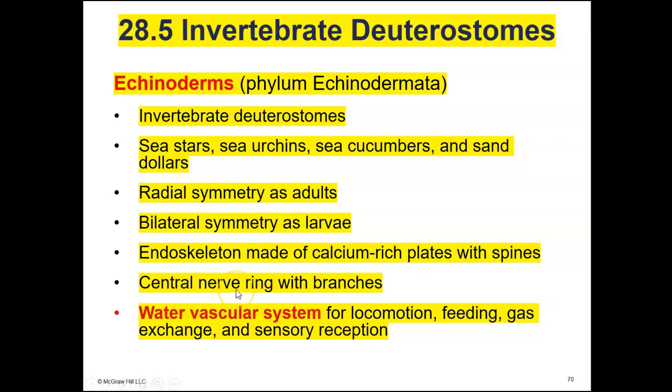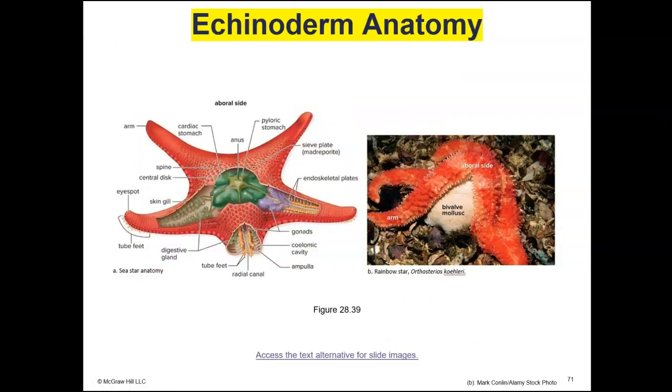And then they have a central nerve ring with branches. What's really distinctive about the echinoderms is their water vascular system. They use it for locomotion, for feeding, for gas exchange, and sensory reception. We are going to dissect a sea star, and you will probably have a virtual lab of the sea star dissection. So you're going to learn this, but the sea star is your example of an echinoderm.